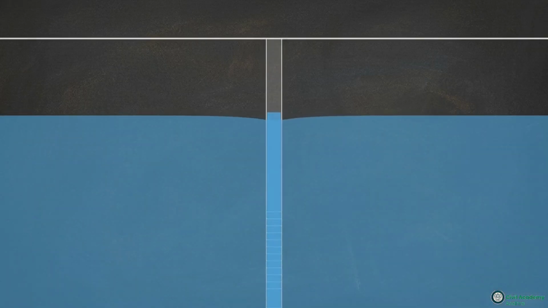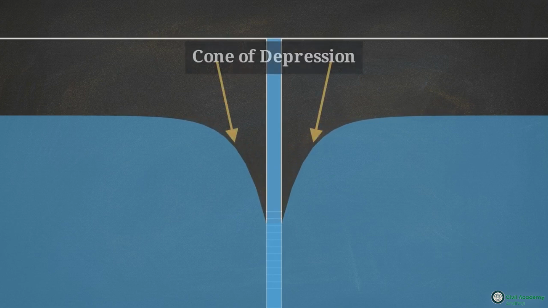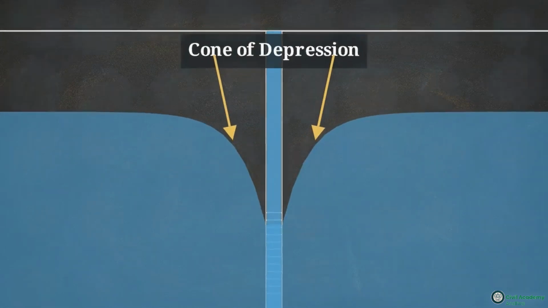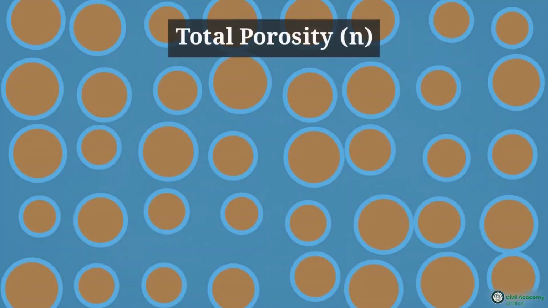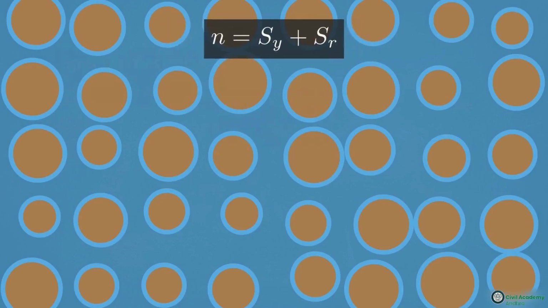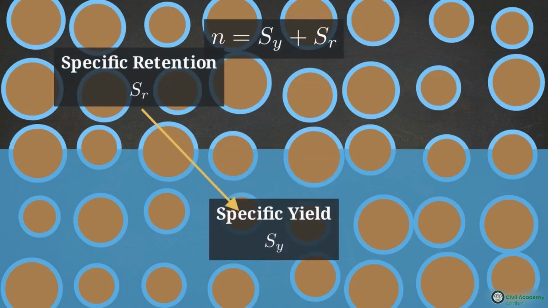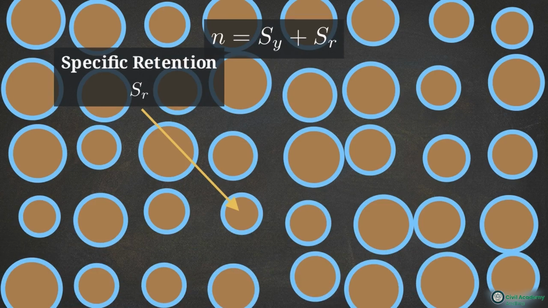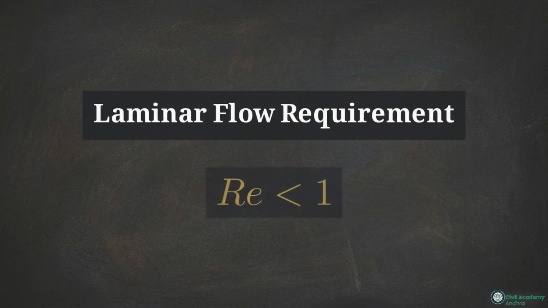When pumping a bore well, Darcy's law applies radially, drawing the water table down into a V-shaped cone of depression. Zooming into the pores, total porosity splits. Specific yield freely drains, while specific retention stays bound. This requires laminar flow, with Reynolds number below 1.